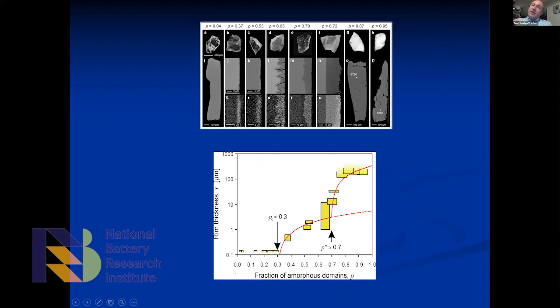Note that this graph has a logarithmic scale on the y-axis. What's interesting is that for an amorphous fraction up to 30%, there's very little diffusion. Nothing changes much, but then at around 30%, it starts to increase dramatically, and then there is another large increase around 70%.